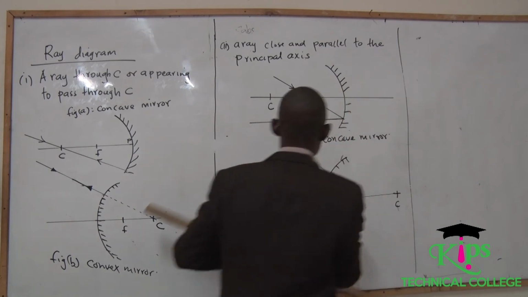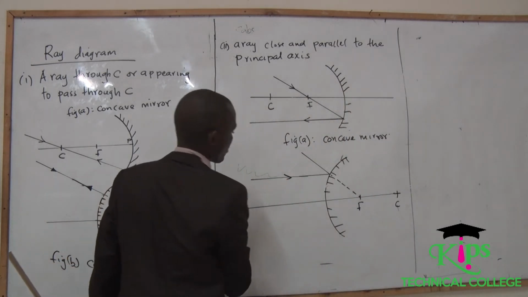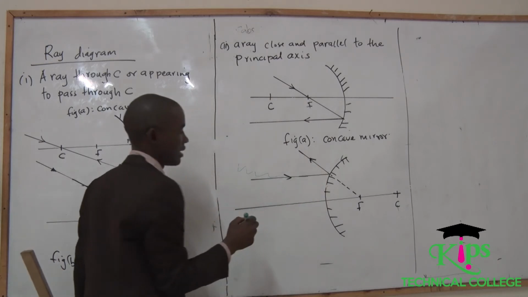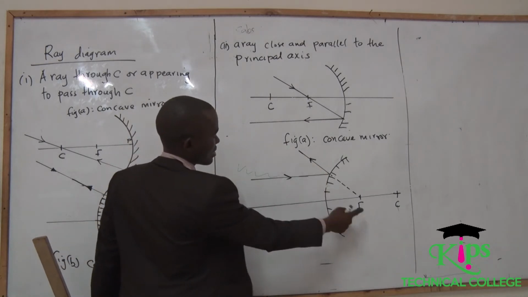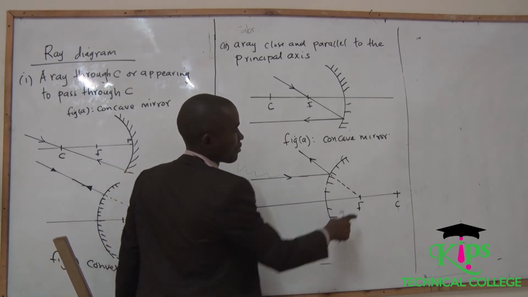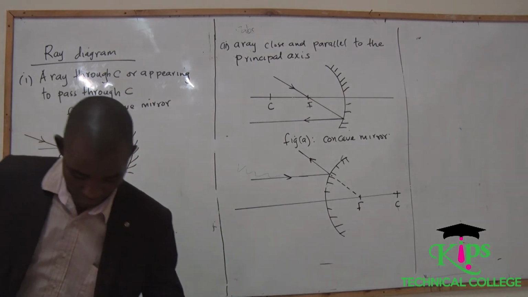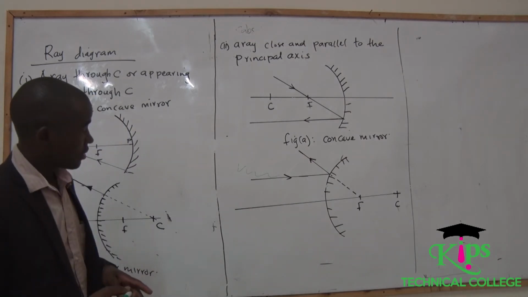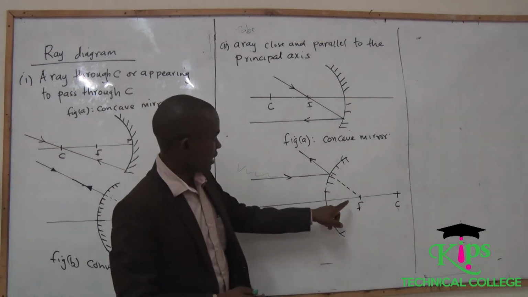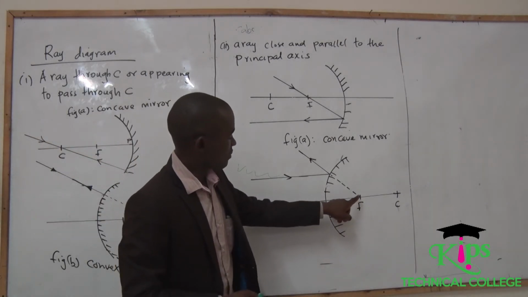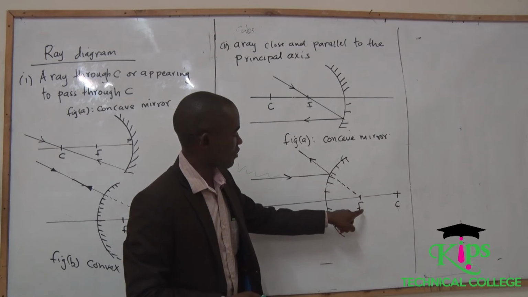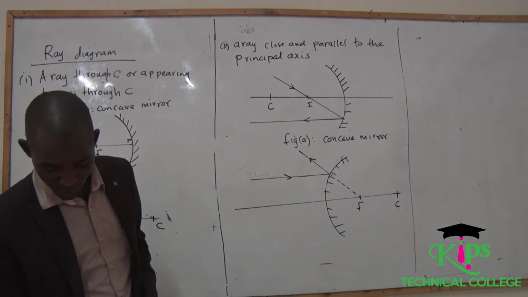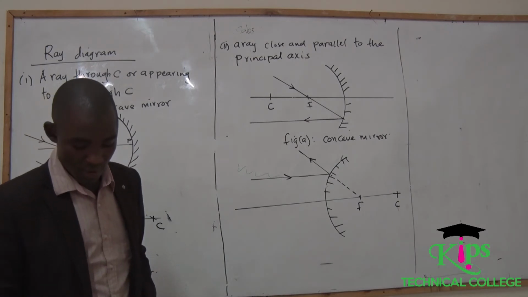Then you extend this. So if the ray is coming from this direction, it will be reflected back in that manner. But remember, this reflection must coincide as if it's coming from the focal point of that particular mirror. The rays must be taken as if they are coming from the focal point, which is behind the convex mirror.